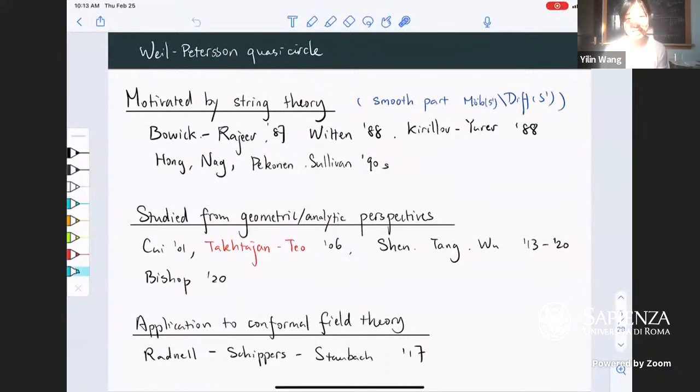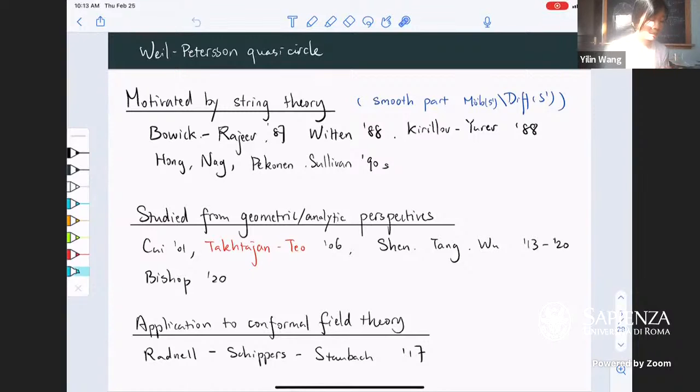Those Weil-Petersson quasi-circles have attracted a lot of attention, started by people doing string theory. They like circles because they are closed strings, and they are especially interested in the geometric structure, the Kähler structure, of the space of loops. All this work in the 80s and the 90s, by both physicists and mathematicians, concerned the smooth part of curves, and smooth diffeomorphisms of the circle as welding homeomorphisms.